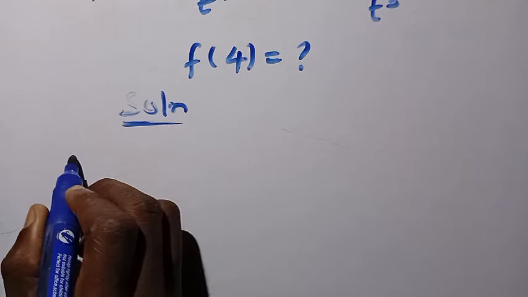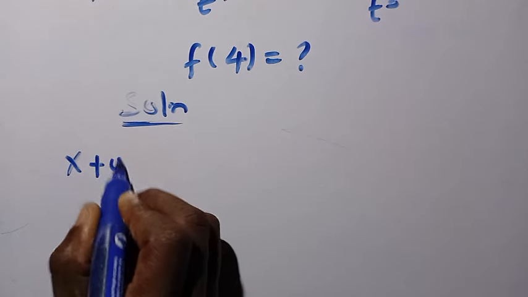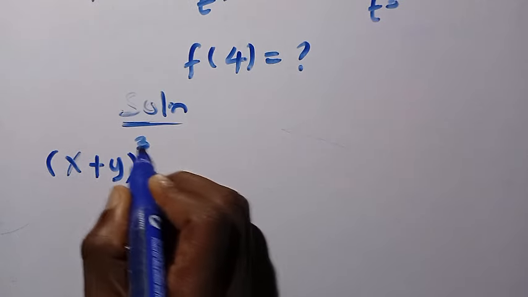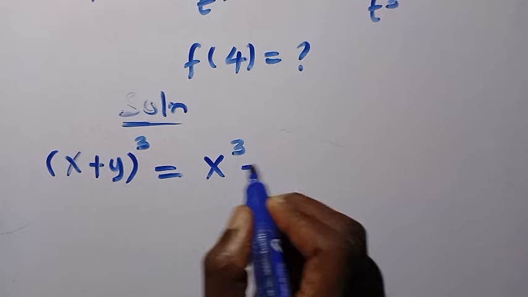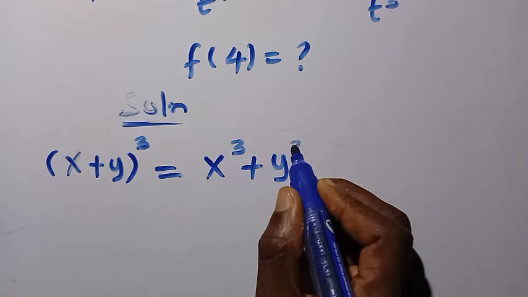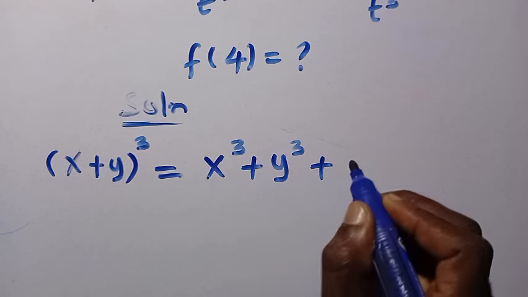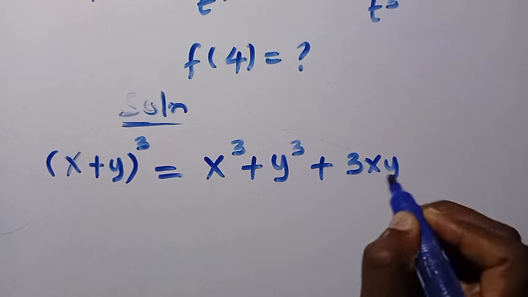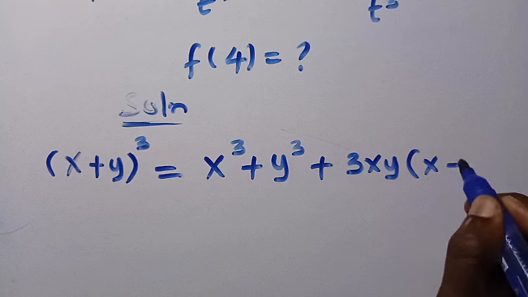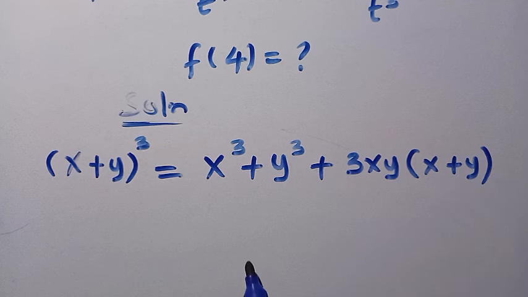When you recall that, let's say we have (x + y) raised to power of 3. This is given as x raised to power 3 plus y raised to power 3 plus 3xy into bracket of x plus y. So this identity gives this.